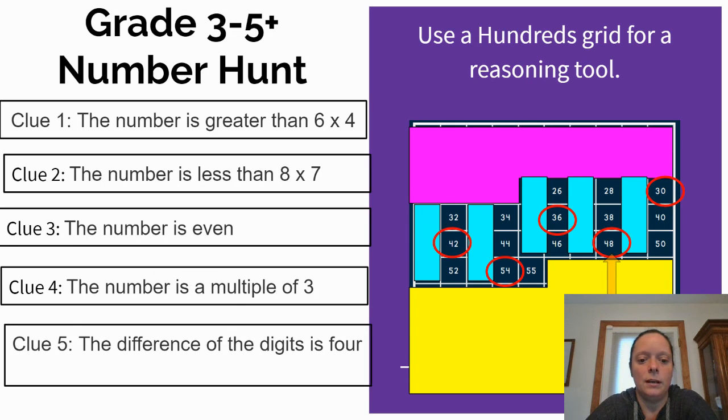The difference of the digits is 4. So we have 5 numbers to choose from, and we would subtract the digits and find the difference. And the only one that has a difference of 4 is the number 48. So that's the answer. I hope you enjoy this activity.